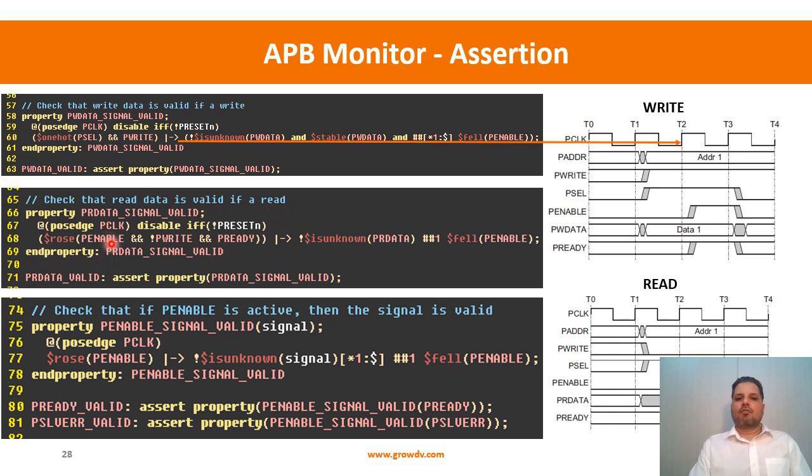Similarly, here what we are doing is we are waiting for P enable, not of P write and P ready, and then after that, once the P ready has come, the PR data should not contain any unknown till the P enable goes low, right? After that, P enable goes low.